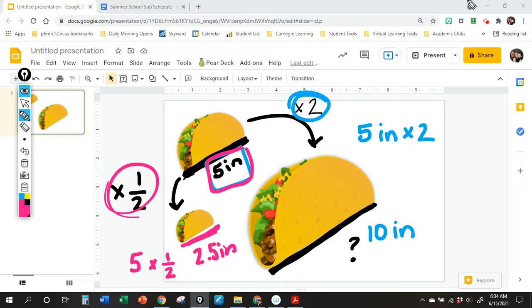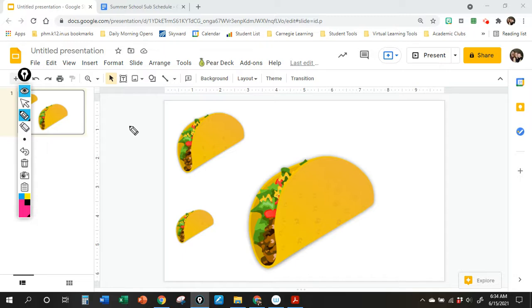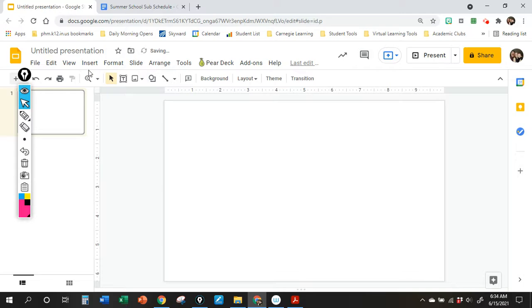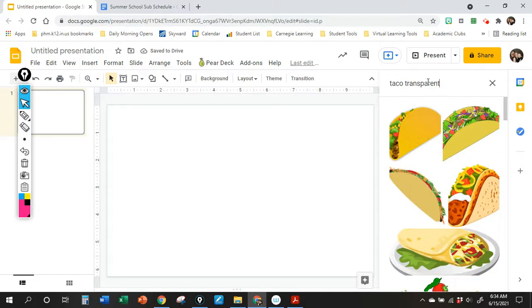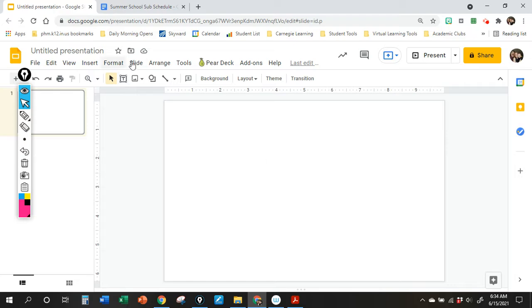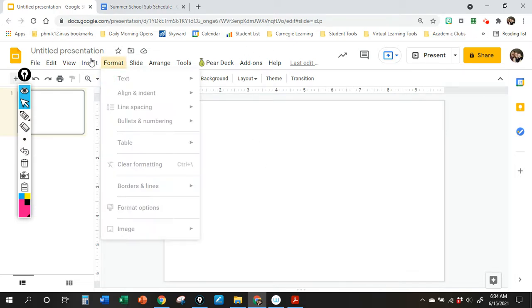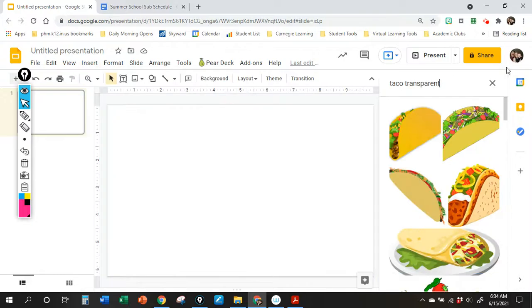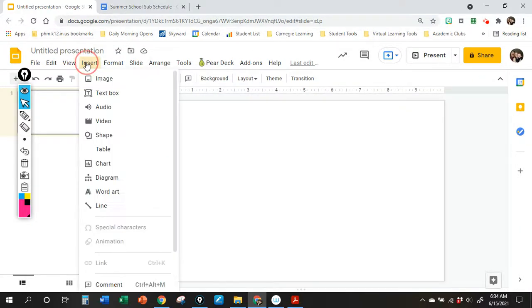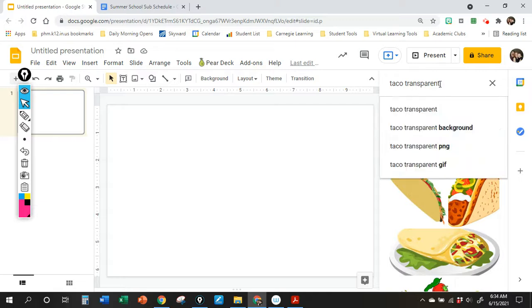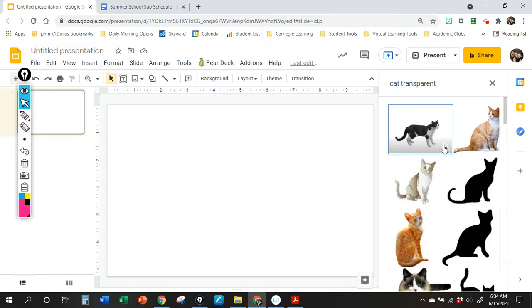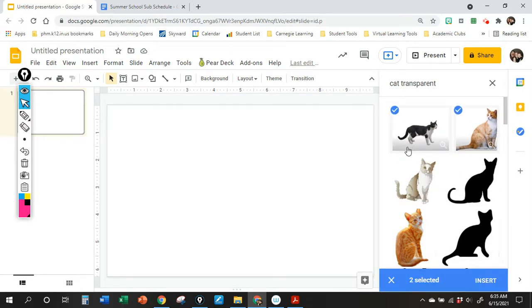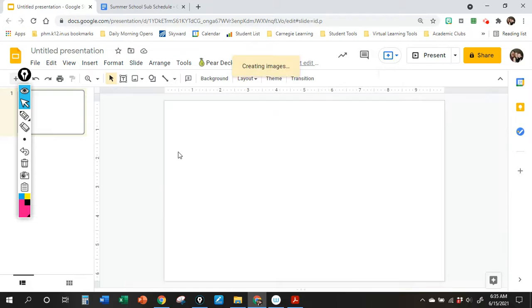Let's do a different one. Let me get a different image in here so you guys can get some more practice. So let's delete my tacos. No more tacos. What should we try? Insert image, search the web. Wow. It really doesn't want me to close it that way. Okay. Cat transparent. Ooh, there's that cute. No, let's use this one. Cute. Okay. This sitting cat.